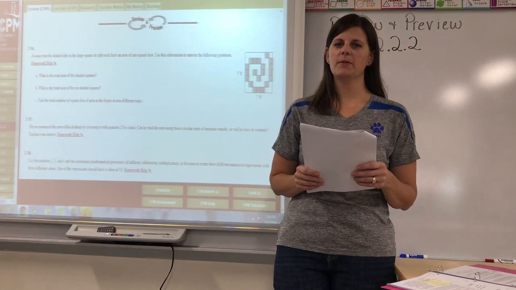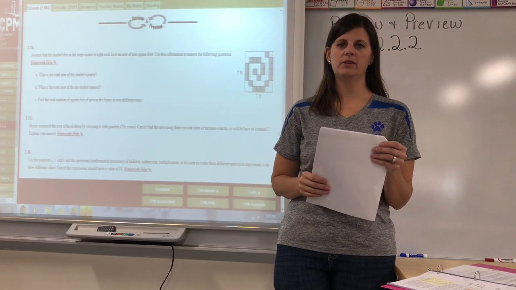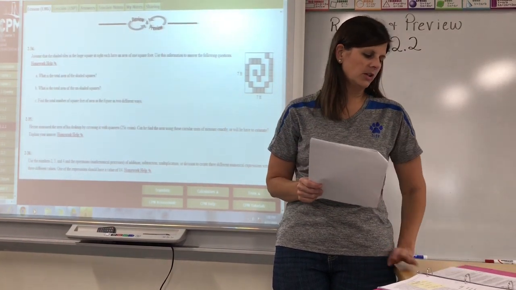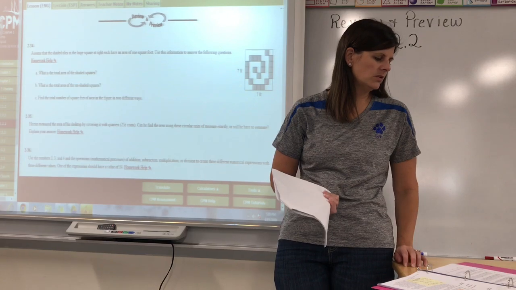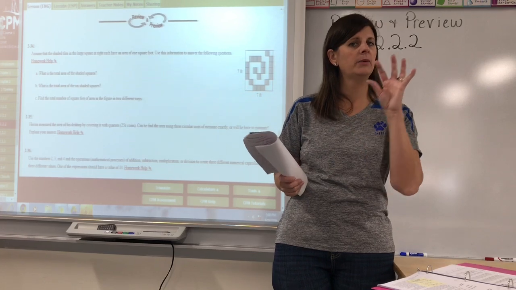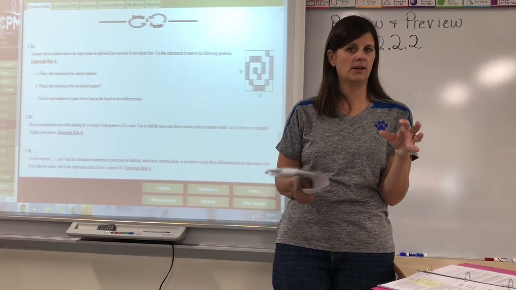We are ready to talk about the questions on Review and Preview 2.2.2. On the first question, number 34, it shows you a tile pattern, and it says specifically that each square on the tile pattern represents 1 square foot. So based on that, part A is asking you what's the total area of the shaded squares. Give me a number and give me a label that represents its area.